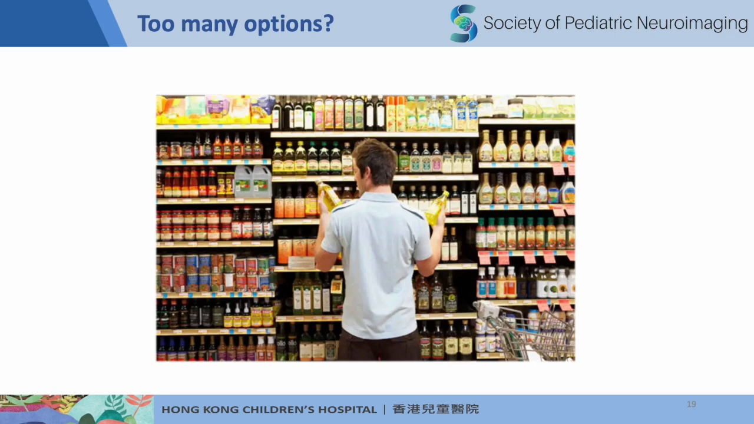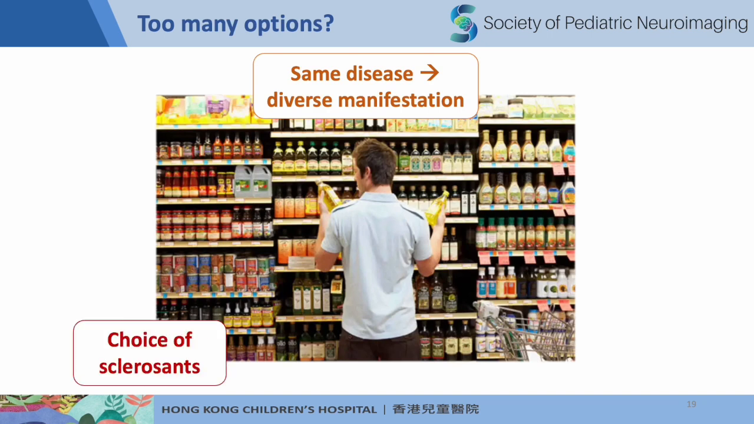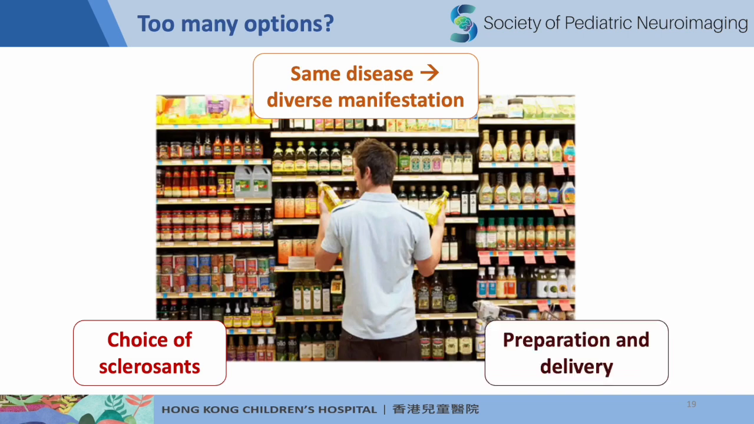Even though I'm covering a very basic topic of sclerotherapy, dealing with sclerotherapy can be a very tortuous and complex process, because even though they're the same disease, they have a lot of different manifestations, and there are just so many sclerosants on the market that you can use. So it's important to know the strengths and the weaknesses of each, and there is also such a diverse mode of preparation and delivery.